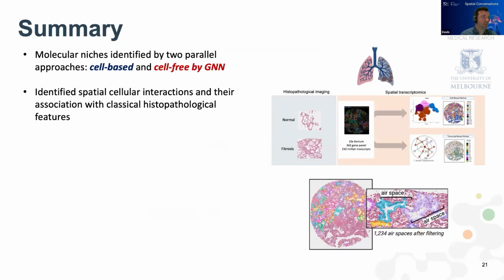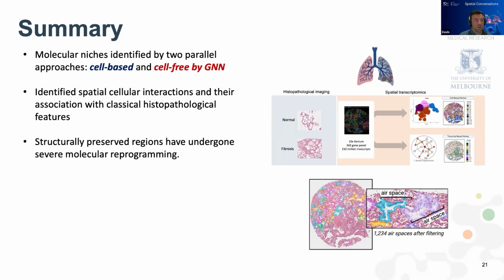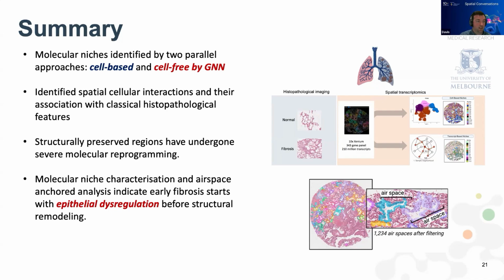So to summarize, we applied these cell-based and cell-free GNNs. I didn't talk about the cell-based stuff in any detail. That's in the paper, and we liked the complementary approaches of doing it two ways. We identified these cellular interactions and association with histopathological features. We saw that structurally preserved regions in that early transitional state have actually undergone already molecular reprogramming that puts them on the path to fibrosis. And the totality of these analyses leads to indicating that early fibrosis starts with epithelial dysregulation before there are structural changes observed.